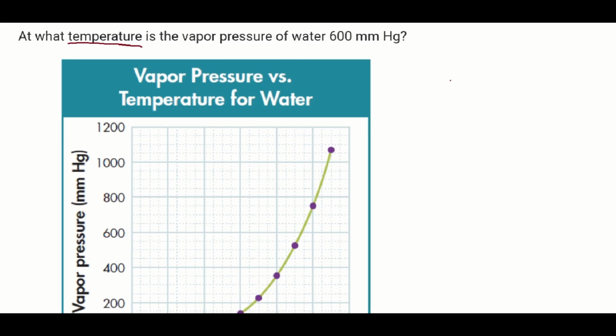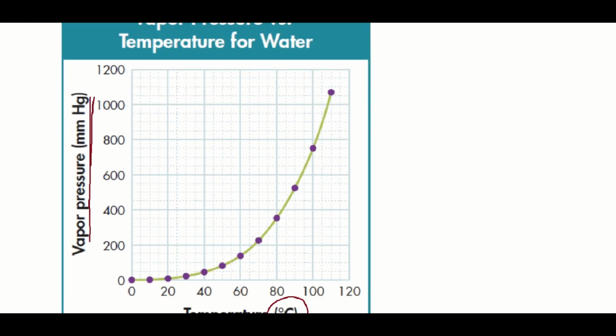600 millimeters of mercury? So vapor pressure here is labeled on the y-axis. Let's go to 600. Let's see where it crosses the vapor pressure curve. So it crosses right there. If you look at the increments given here, between 80 and 100, there's 4 increments. So that's 90, and that's 95. So the answer should be between 90 and 95.